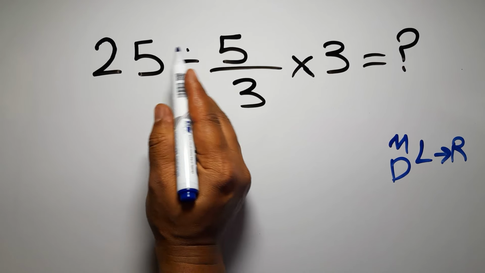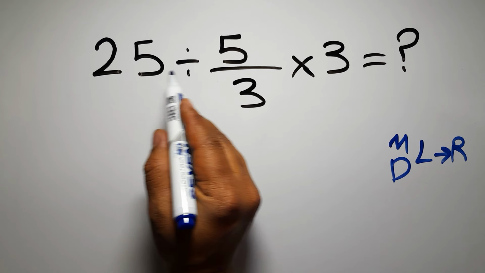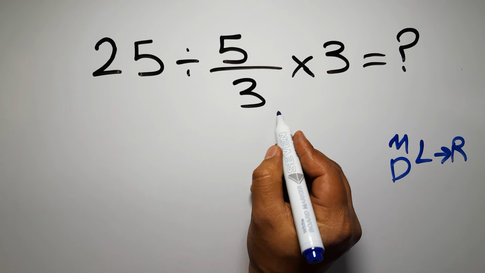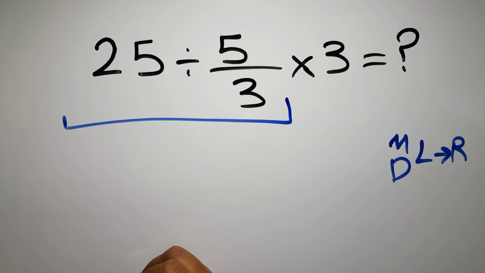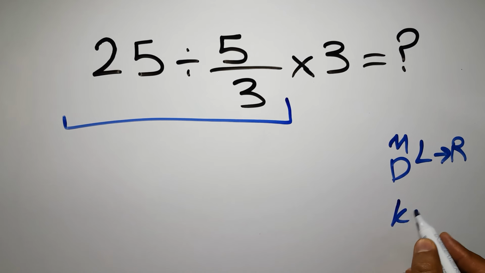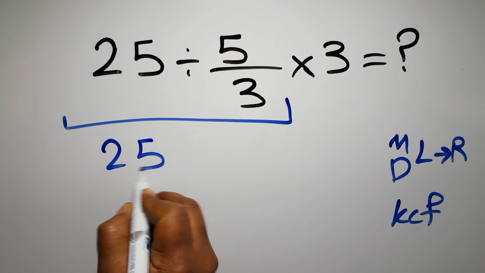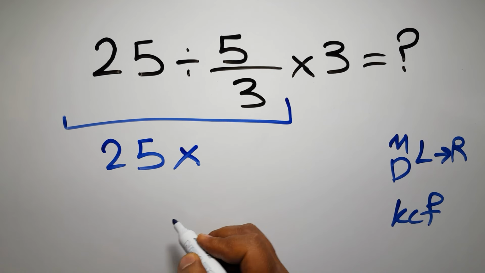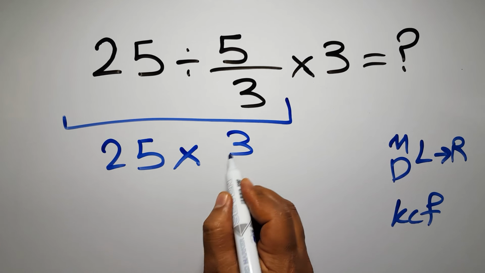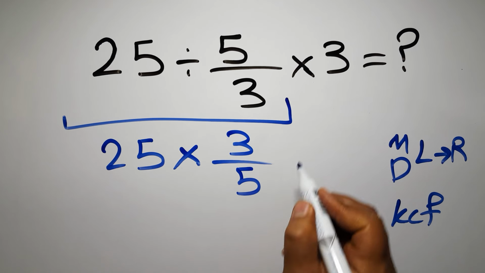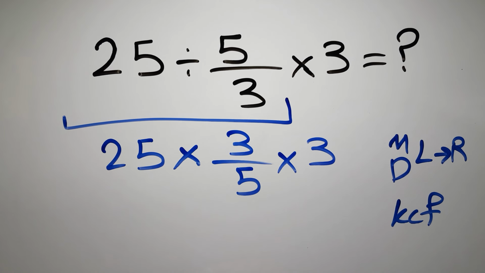Okay, so first this division. 25 divided by 5 over 3. According to the KCF rule, K stands for keep, C stands for change, and F stands for flip. We can write keep the first fraction, change division to multiplication, and flip the second fraction. And here we have times 3.